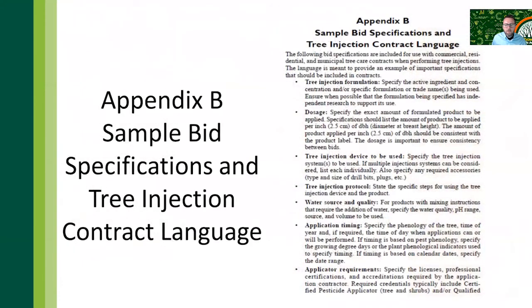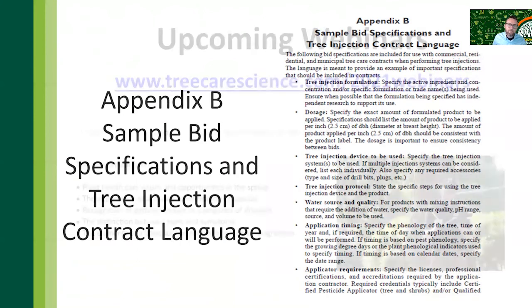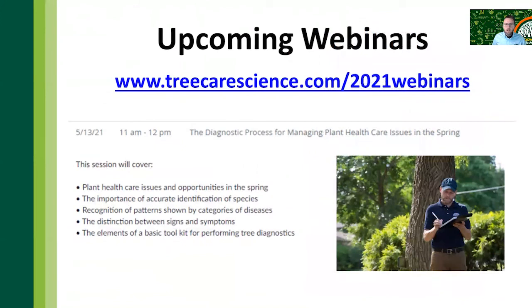And then finally, in the BMP, we have an appendix that gives an example of the sample bid specifications in tree injection contract language. And so this is great for those of you that are just getting into tree injection, just getting into plant healthcare. This can really help you in developing specs and proposals for your clients so that you can help them save their trees from some of these invasive pests.